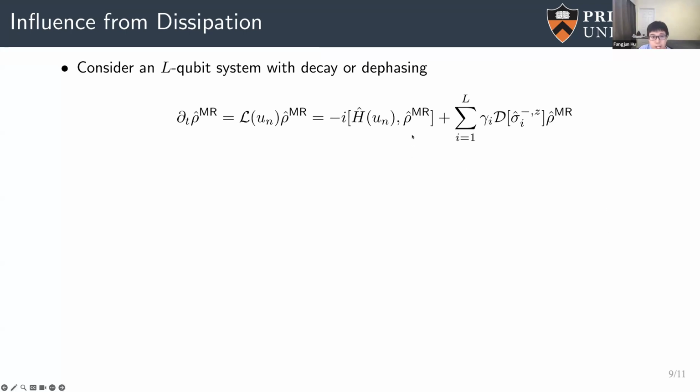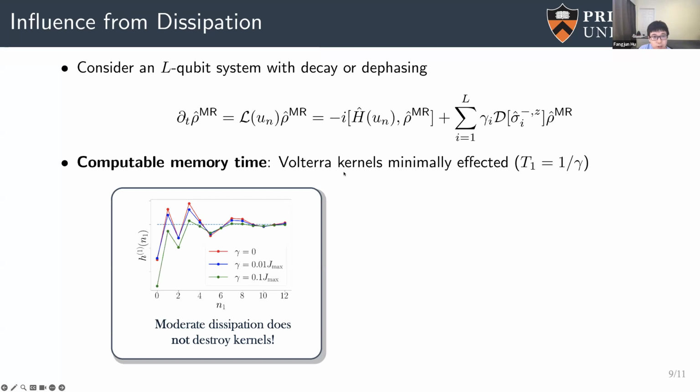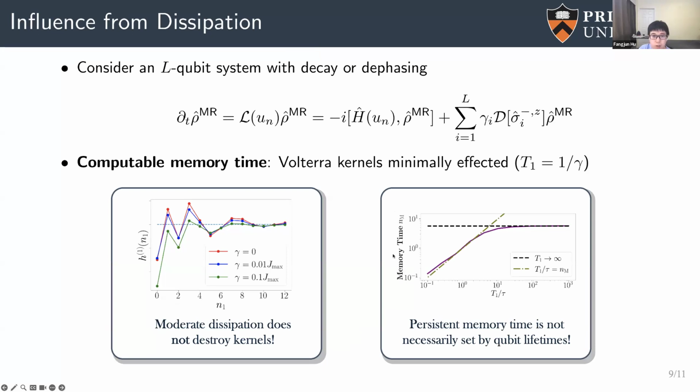By adding such decay or dephasing at each time step, the overall system is not evolved only under the Hamiltonian, but also some Lindblad equation terms. And we can simulate the Volterra kernels. For example, this is a first order kernel with zero dissipation or non-zero dissipation. And you can see that the moderate dissipation does not destroy the general shape of the quantum Volterra kernels. The same observation is also observed for the memory time.